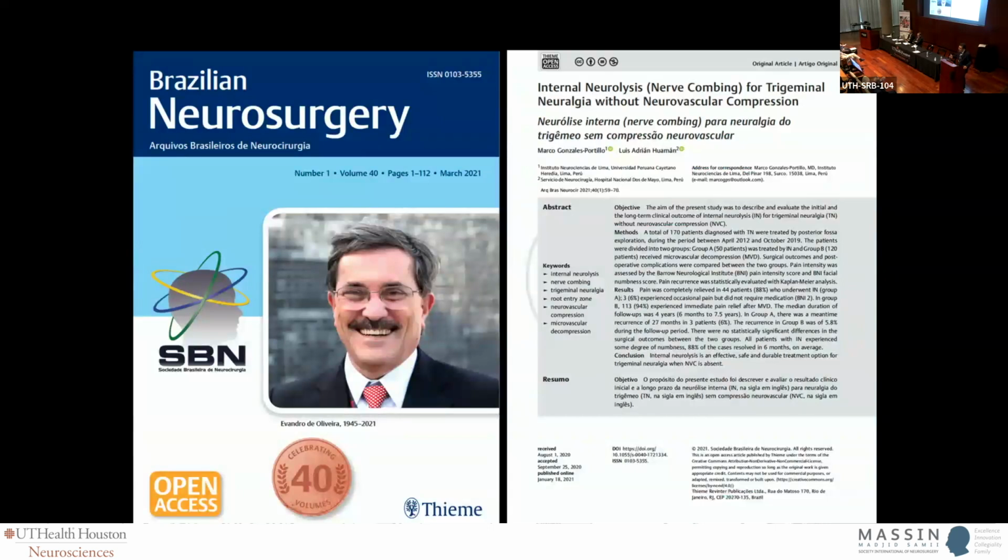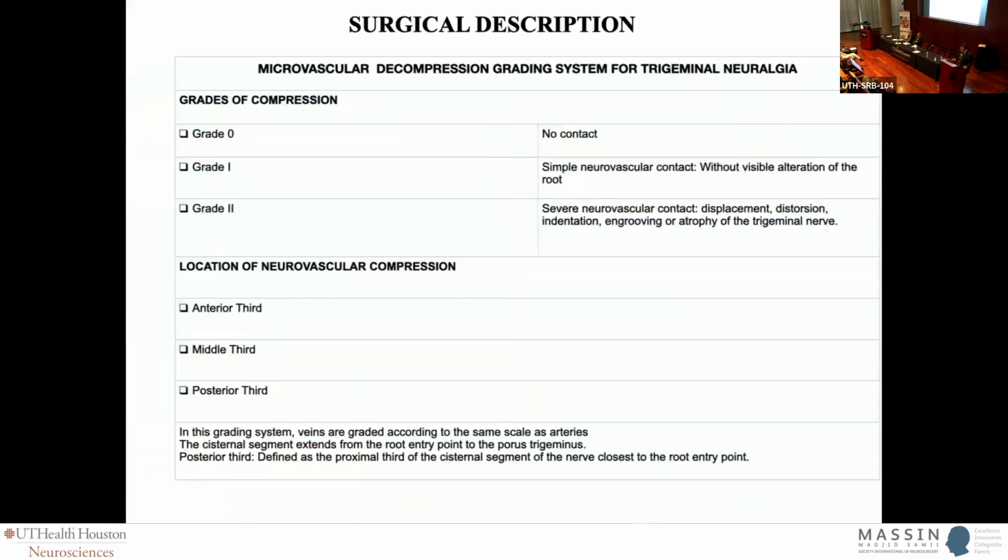If you want more details of this technique, I published in March 2021 in the Brazilian Journal of Neurosurgery, an open access journal, and it's in English. So I suggest this surgical description to the neurosurgeons that perform this surgery.